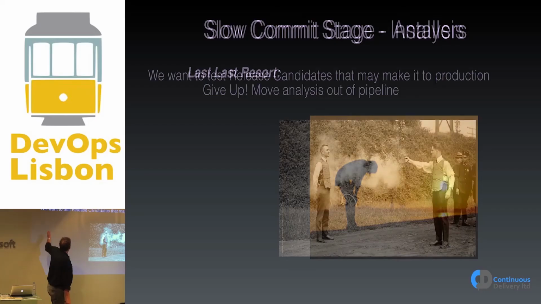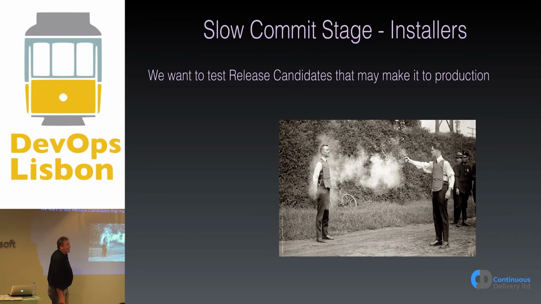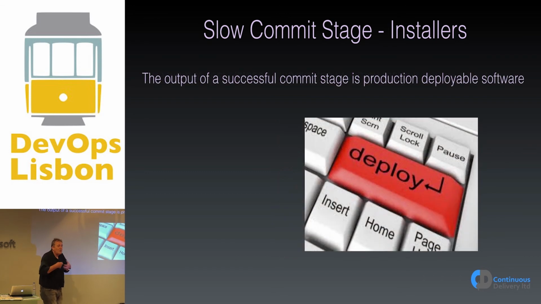We won't bother. So we want to test release candidates that may make it into production. We want to test them in lifelike circumstances. So we want to create the installers. If the commit stage is successful, we want to build the thing that we're going to deploy into production. And that's what we're going to test from now on. And normally that's part of the commit stage too. So creating the installation might be problematic.